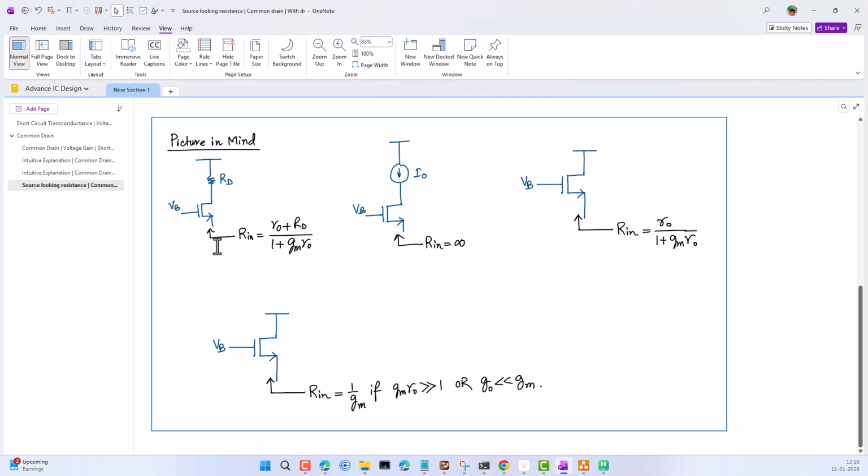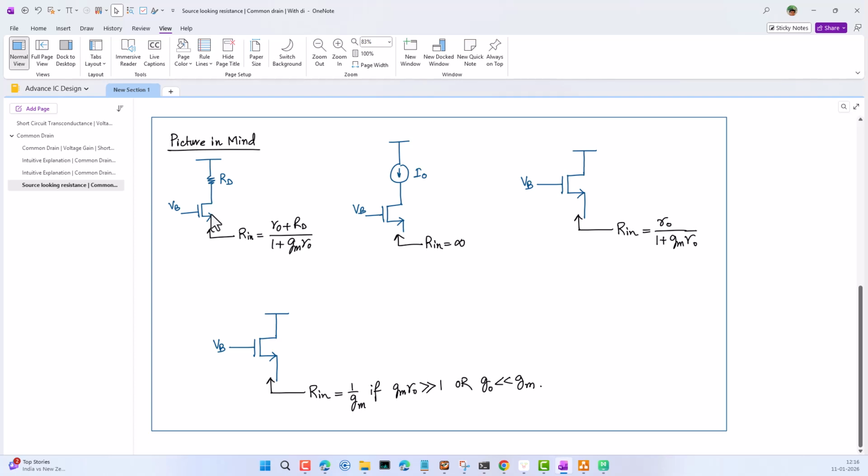That is important. So what is Rin? Rin is basically R naught plus RD by 1 plus GM R naught. Very often we use this approximation: Rin is approximately equal to 1 by GM. That is only true when your RD is very small compared to R naught.